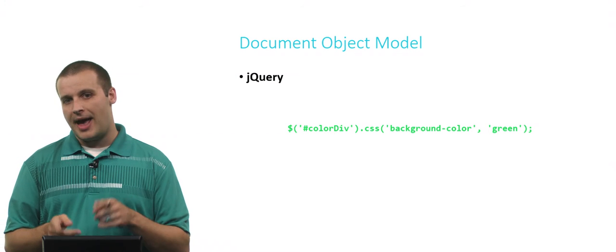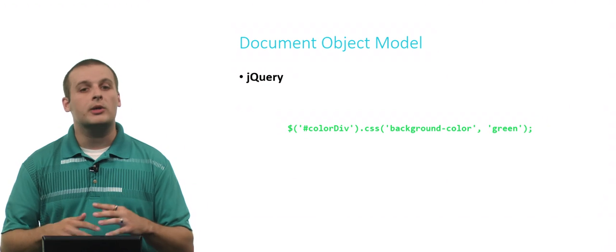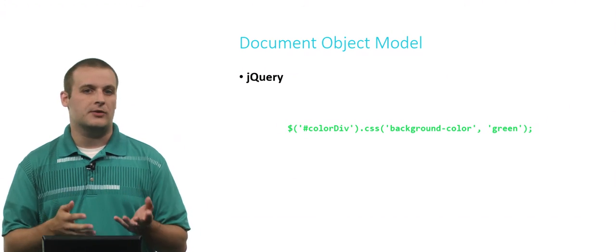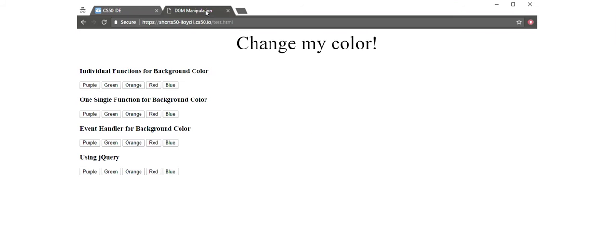What I want to do now is go back into the IDE and show you a couple of examples of how we can actually manipulate the document object using JavaScript and jQuery to change the color of a section of a web page. All right, so here's a very simple web page, and you can download this example when you're reviewing this video, that has a whole bunch of different buttons. And as you can see at the top, there's a section that says change my color. We're going to be trying to change the background color of that section of the page.